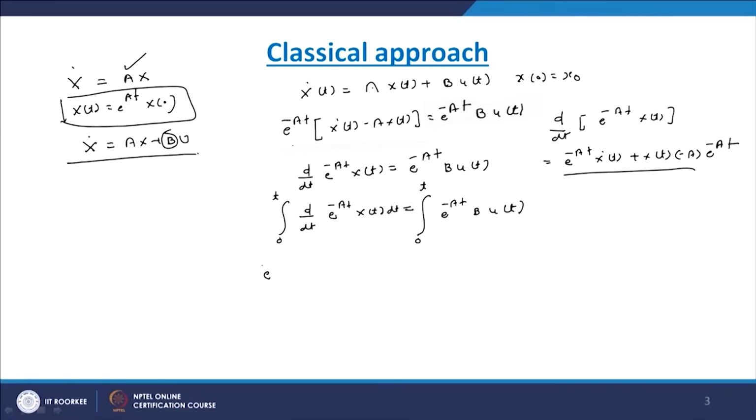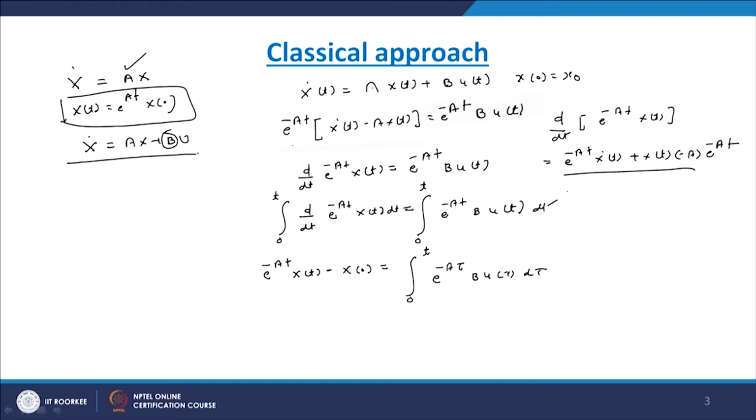That means this equation can be written as e raised to minus at x of t minus x of 0 equal to the integral from 0 to t of e raised to minus a tau b u of tau d tau. So now we got e raised to minus at x of t minus x of 0 equal to the integral from 0 to t of e raised to minus a tau b u of tau d tau.